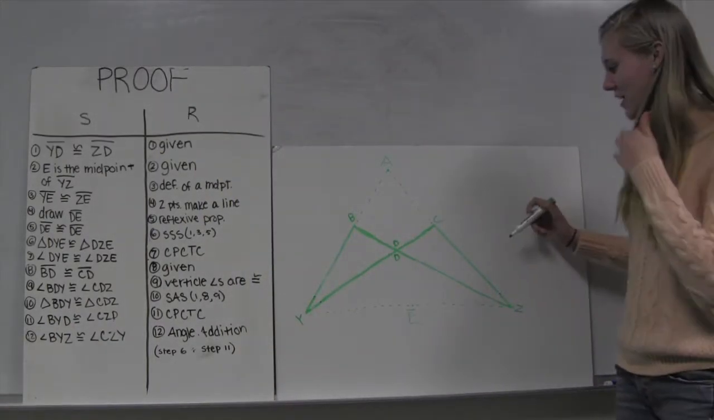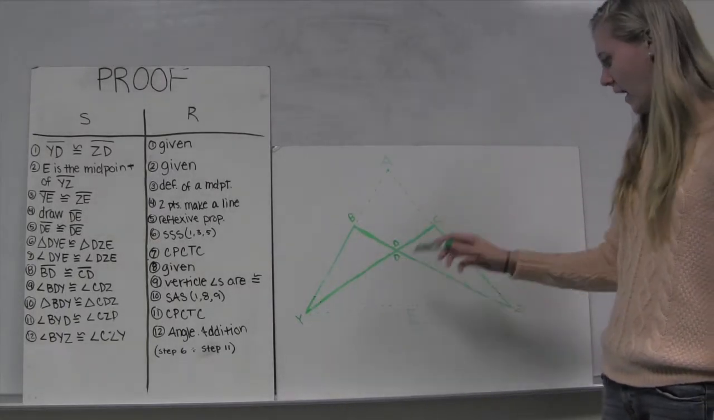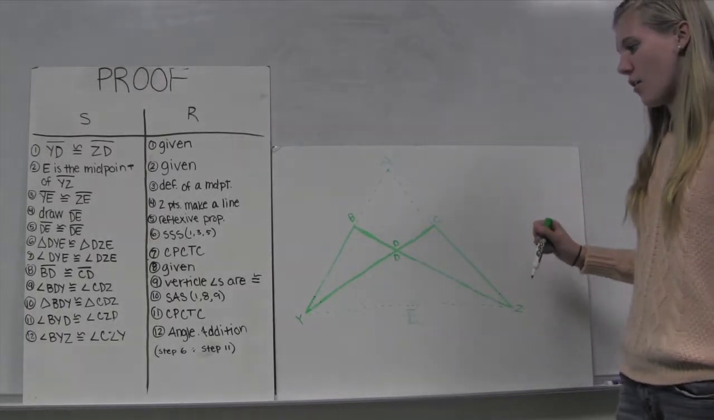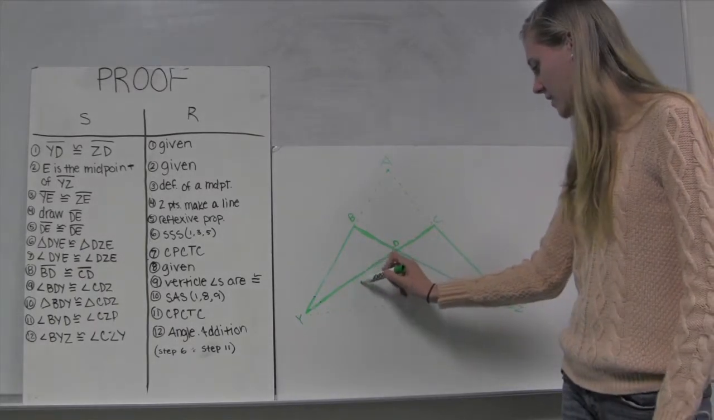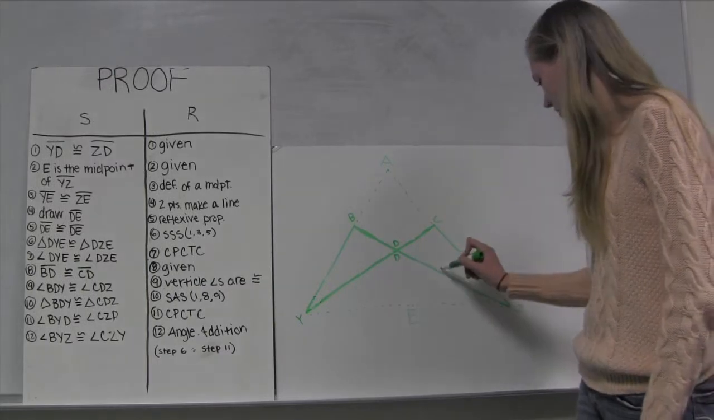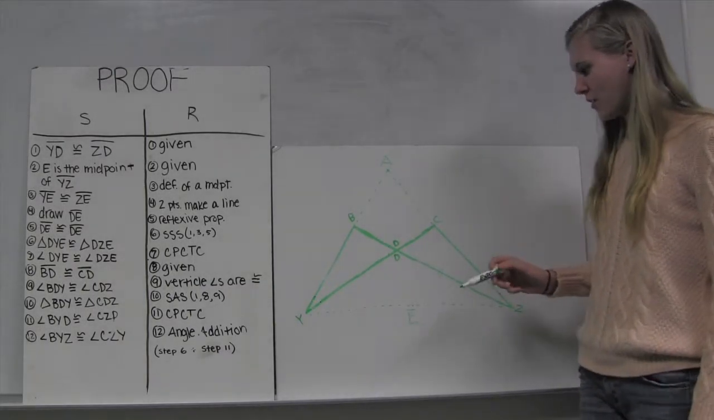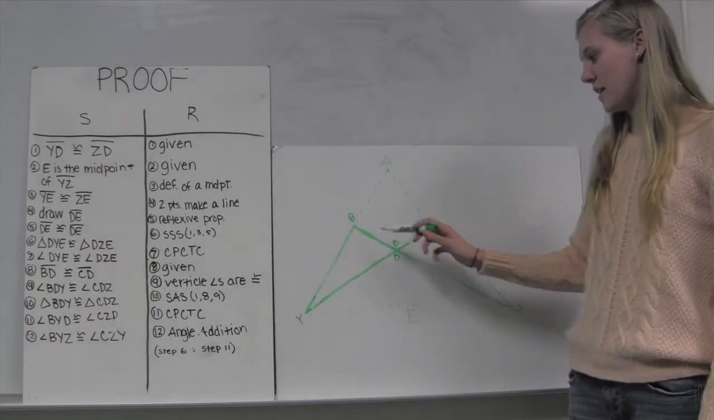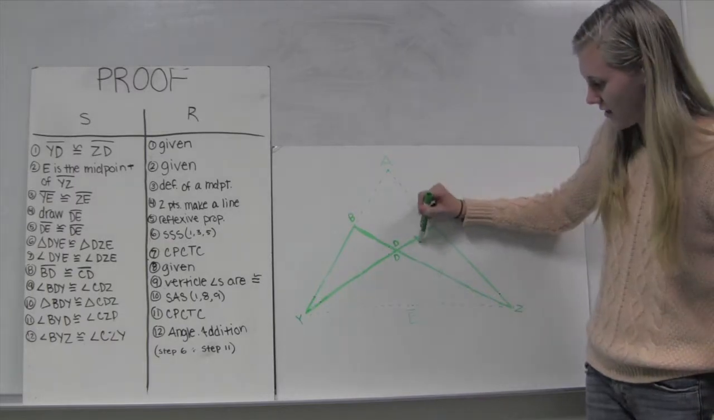Next, we are going to prove CZD and BYD congruent. So first, we know from the previous problem that YD is congruent to ZD. And then we also know that BD is congruent to CD because that was a given.